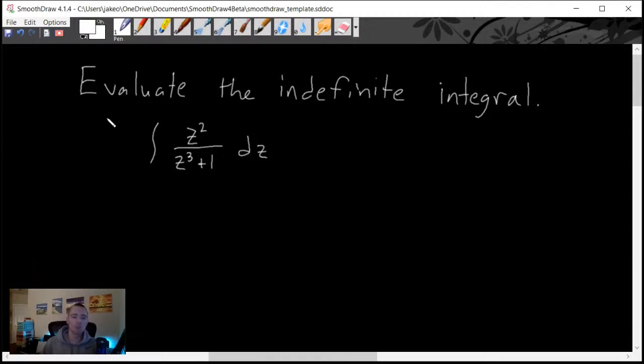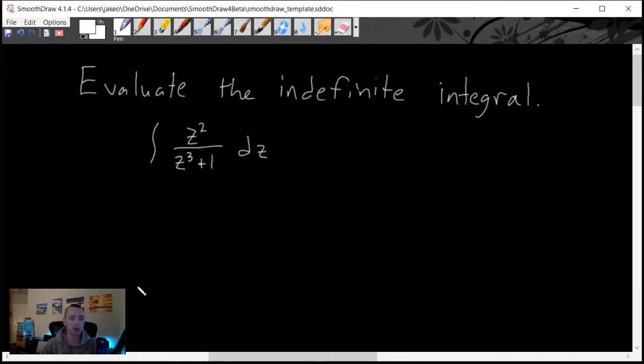So we're going to evaluate the indefinite integral. We're going to take the integral of z squared over z cubed plus 1 dz. So when we're evaluating an integral with U-substitution, like I said, the first thing we want to do is figure out what substitution to make. And I'm going to split this problem into two separate portions here.